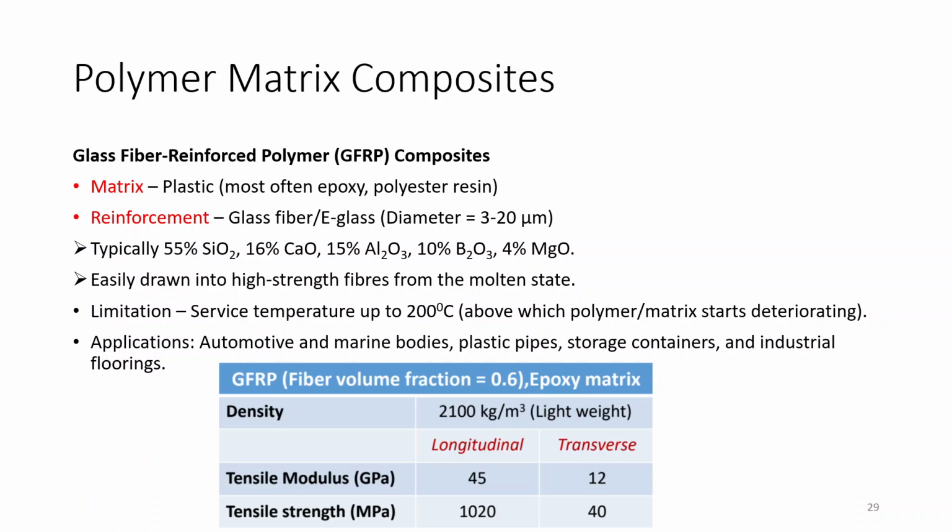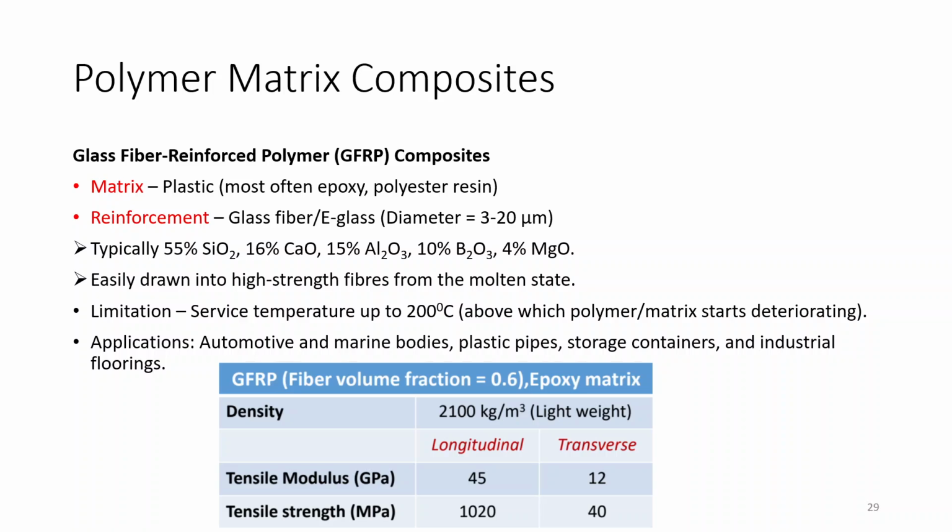And the polymer matrix composites. So glass fiber reinforced polymer, GFRP, composites. In this case, the matrix will be made of plastics, most often epoxy and polyester resin. And the reinforcement includes glass fiber, or E-glass, with a diameter of 3 to 20 micrometer, and typically 55% silica, 16% calcium oxide, 15% aluminum oxide, 10% boron oxide and 4% magnesium oxide.